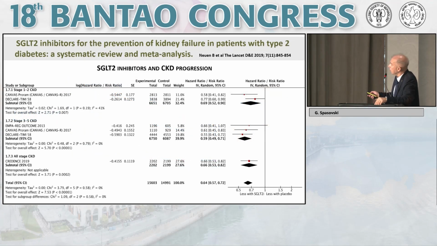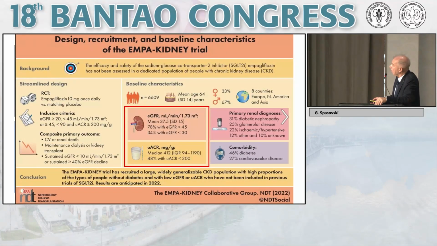SGLT2 inhibitors and CKD progression in diabetic patients, yes, for sure. Whether it is stage 1 or 2 or 3 to 5, regardless, it's always in favor of treatment. They are reducing the risk of CKD progression and initiation of dialysis by 31, 41, or on average 34%. And this EMPA-KIDNEY trial is the last in a row of many trials. This trial included patients with a mean eGFR of 37, 78% were below 45 and 34% below 30. There was also measurement, of course, of the urinary albumin to creatinine ratio.